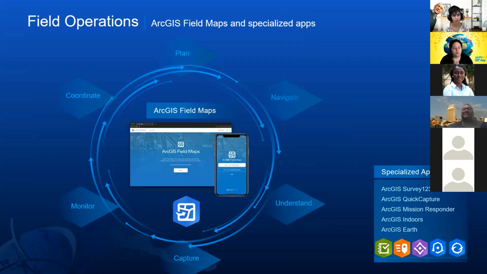Now, there are some of our applications that are going to remain standalone apps because they are specialized. Survey 123, Quick Capture, Mission Responder, Indoors, and Earth will remain standalone apps. But we're going from 10 apps to 6, saving some space and some memory on everyone's mobile application and making it easier just to navigate between those workflows. So let's talk a little bit more about Field Maps and how it exists today.